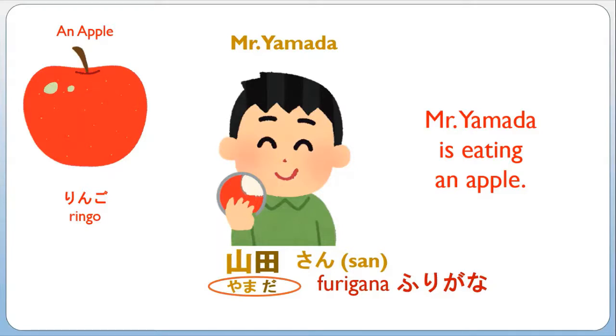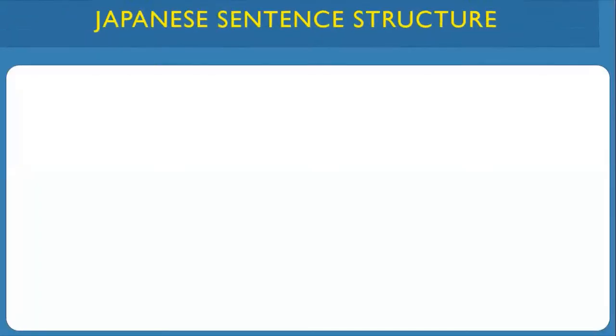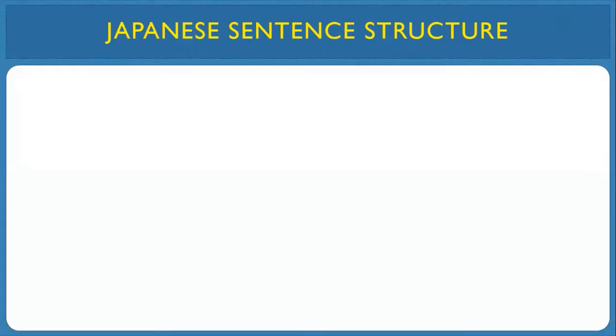We'll first cover today's topic. Today's topic is Japanese sentence structure, Hiragana and Katakana from ka to ko, and some words related to letters we learned today. And please try to recognize the kanji characters. So first topic, Japanese sentence structure.